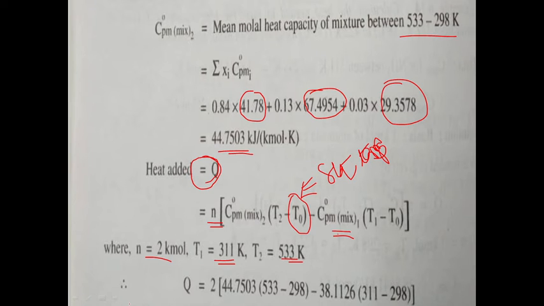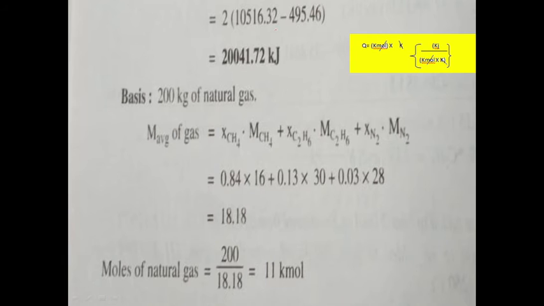Substitute here. Capital Q is equal to n, which is 2, Cp m dot mixture 2, also a calculated value, T2 is known, 533, T0 is 298, Cp m dot mixture 1, a calculated value, T1 is also a known value, and T0 is also given data. Substitute all the values and find the capital Q value. So this capital Q is 20041.72 kilojoule. So this is the first question.